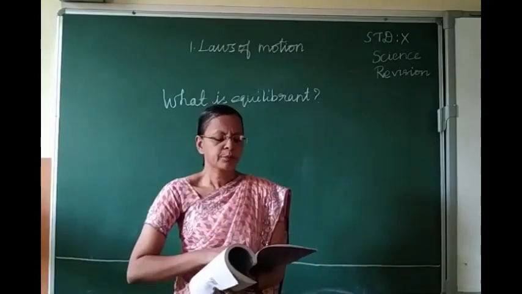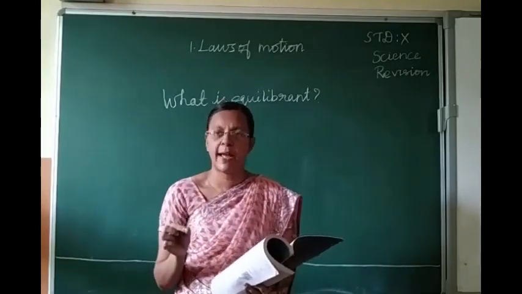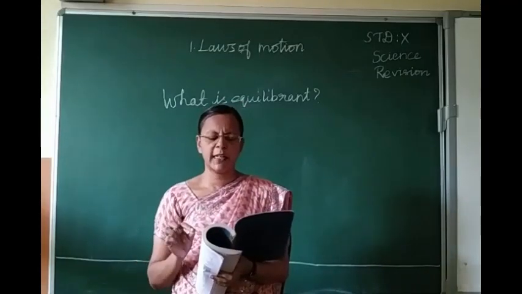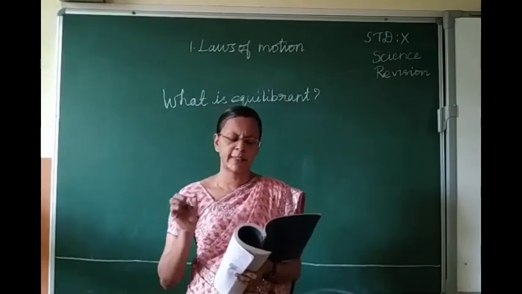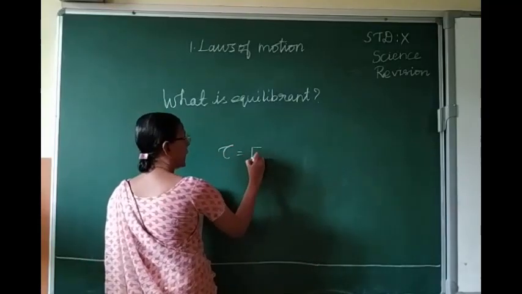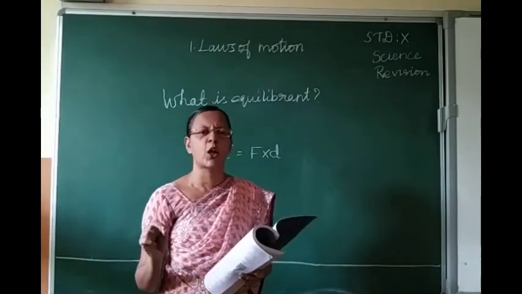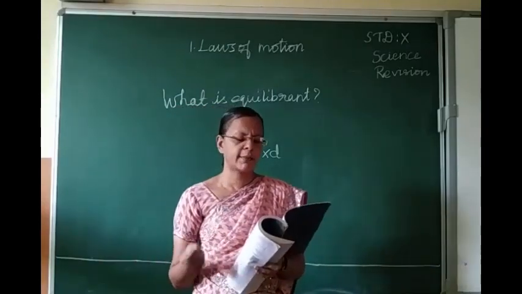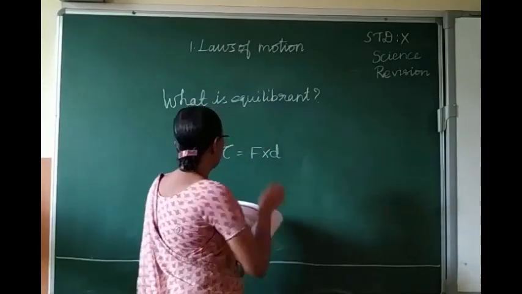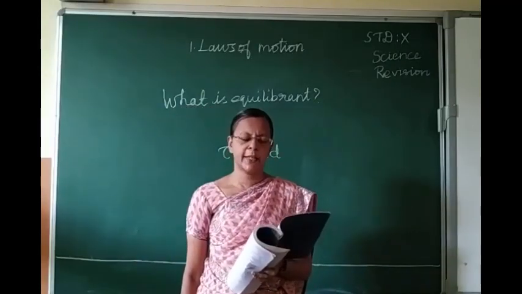The next question: what is moment of force? The answer is on page number 5. First column, top, you can see. Moment of force, the first 3 lines. Moment of force, otherwise called torque. The formula for this torque is tau is equal to F into d. The SI unit of this torque is Nm. Moment of force is otherwise torque. Tau is equal to F into d. SI unit of this torque is Nm.